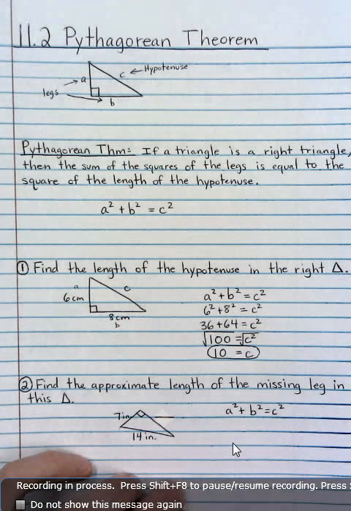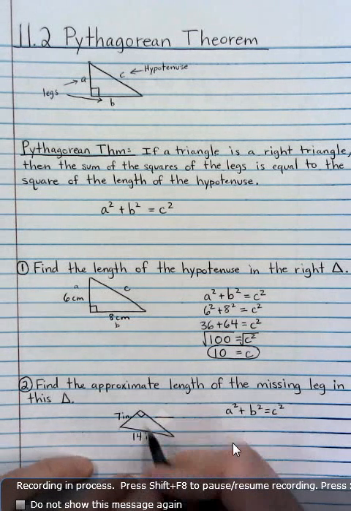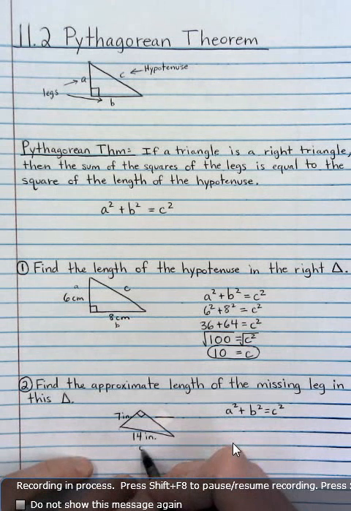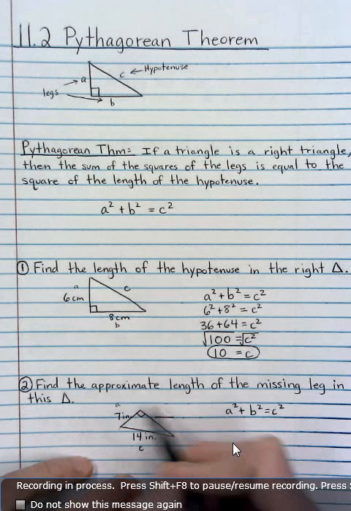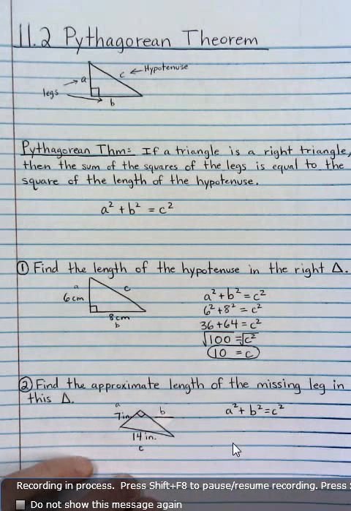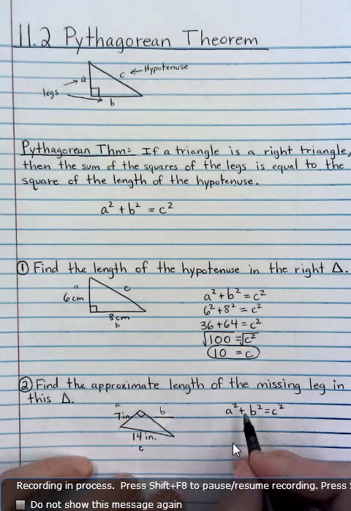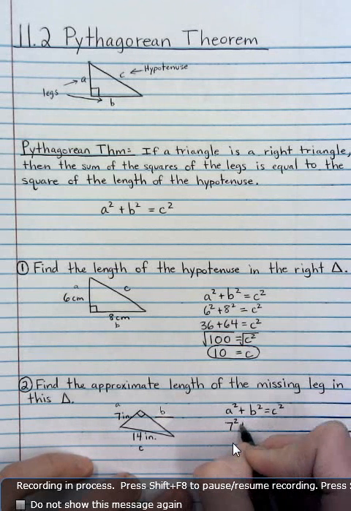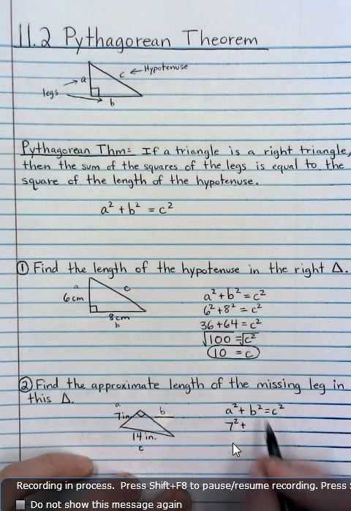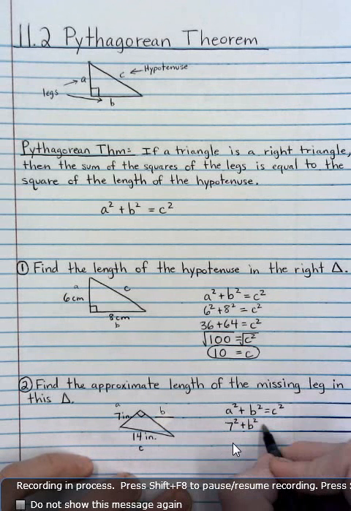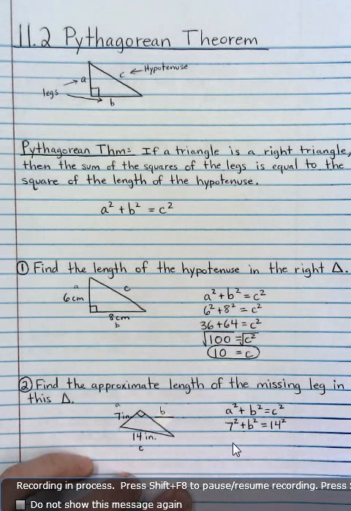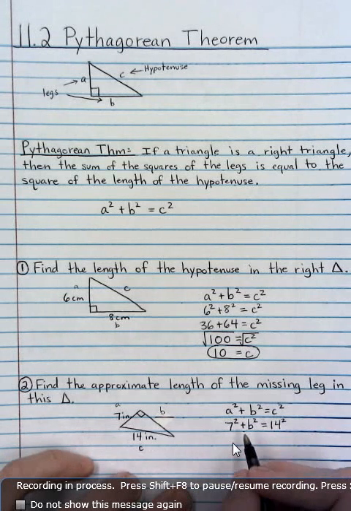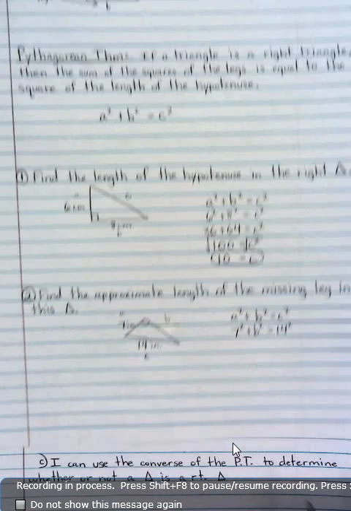Okay, let's name our sides. We always name the hypotenuse c. It's the longest side. It's the one across from the right angle. And we always name our legs a and b. Remember, it doesn't matter which one is which. So let's plug them in. We've got 7 squared. We do not know what b is, so that's going to remain b squared. And we know c is 14 squared. Let's continue to simplify, as I move this up so you can see it a little bit better.